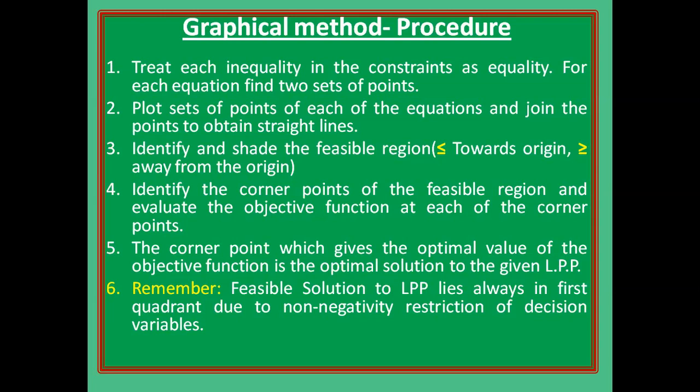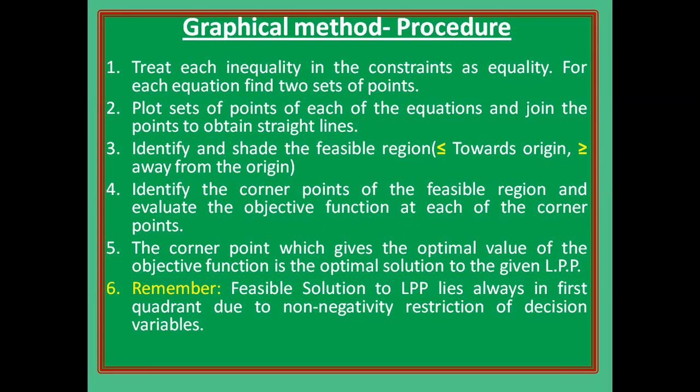Then after calculating 2 sets of points, plot the sets of points of each of the equations and join the points to obtain straight lines. It is nothing but the graphical representation we are speaking of. Take 2 axes, x and y, or x1 and x2, however you have specified the decision variables, and plot those calculated sets of points for each constraint on both the axes and join those points using straight lines.